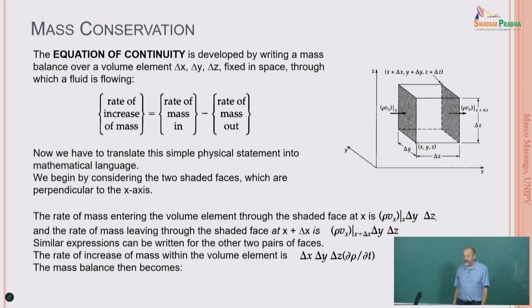And the increase of the mass inside is linked to the variation of the density inside the volume. The volume is fixed in this case, dx dy dz, so we have dx dy dz times the partial derivative of rho with respect to t. Notice that we are now starting with partial derivatives, and we are going to have partial derivatives everywhere until noon.